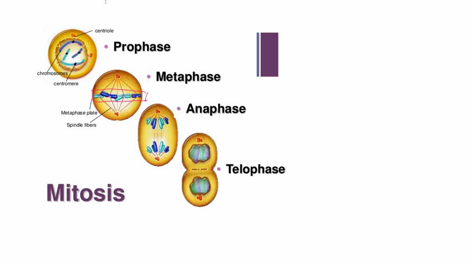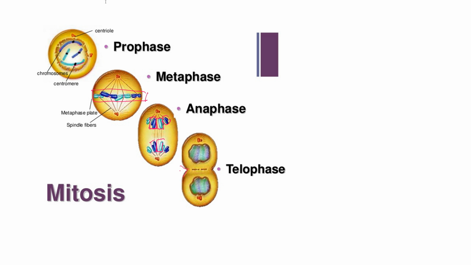And in anaphase, the chromosomes get split into 2 sister chromatids. So these are sister chromatids. Sister chromatids will get separated. And then at telophase, the nuclear membrane is going to be reformed again. The spindle fibers are going to stop and disintegrate.